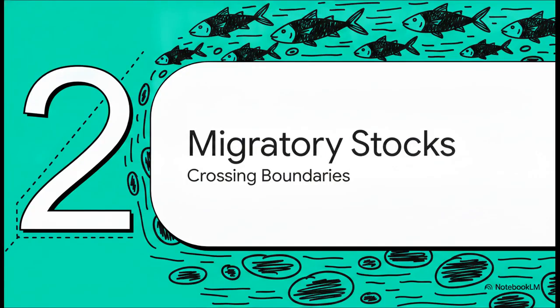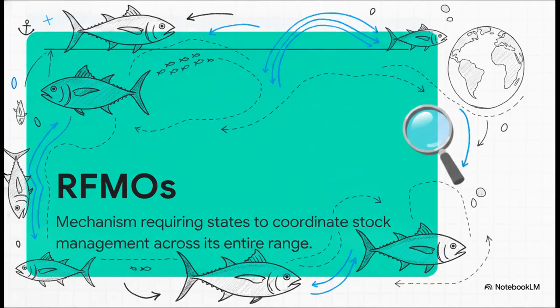Moving on to Section 2, straddling and highly migratory stocks. This introduces the first major patch to that UNCLOS baseline. You see, the biological reality is that fish do not care about human-drawn boundaries between an EEZ and the high seas. Stocks that straddle these invisible lines, or highly migratory species like tuna that swim across vast oceans, absolutely require coordinated management across their entire range. UNCLOS didn't fully solve this, so the 1995 UN Fish Stocks Agreement stepped in to fill the gap. It created Regional Fisheries Management Organizations, or RFMOs. This is the precise legal mechanism that requires states to cooperate to manage specific species in specific regions.